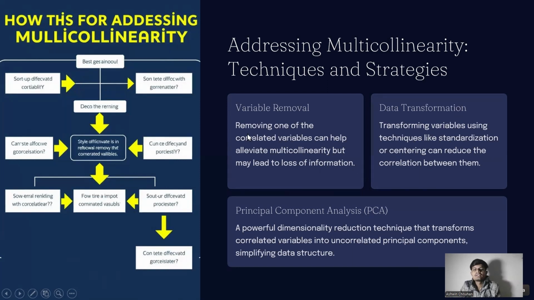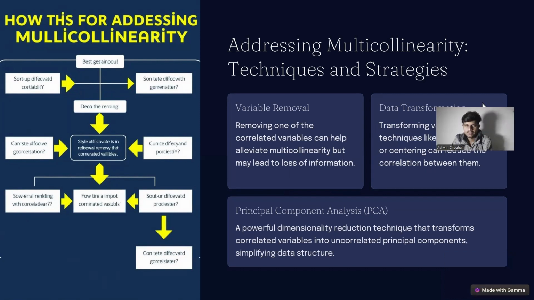Variable removal. Removing one of the correlated variables can help alleviate multicollinearity but may lead to loss of information. Data transformation. Transforming variables using techniques like standardization or centering can reduce the correlation between them. Principal component analysis (PCA), a powerful dimensionality reduction technique that transforms correlated variables into uncorrelated principal components, simplifying data structure.